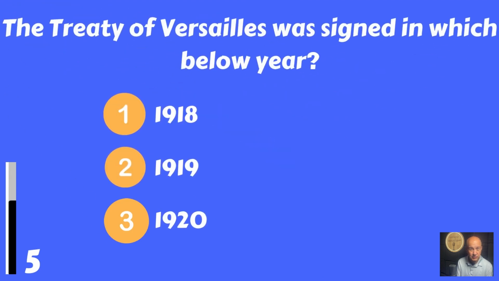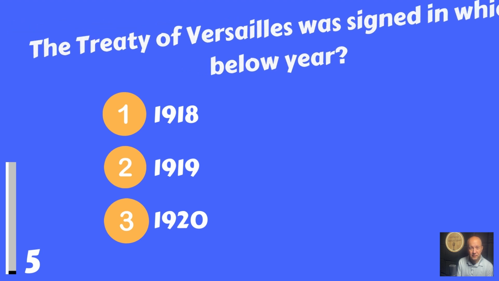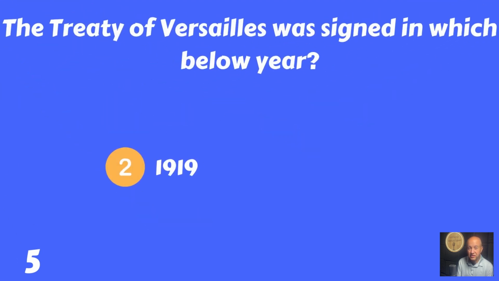The Treaty of Versailles was signed in which year? 1918, 1919, or 1920? The Treaty of Versailles was signed in 1919.